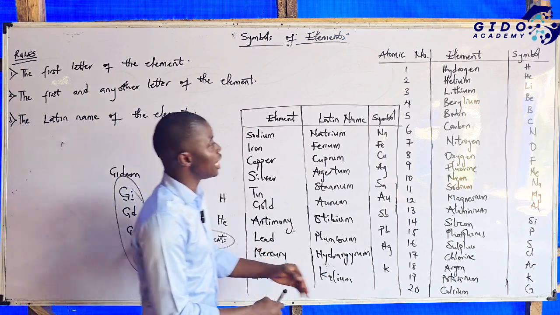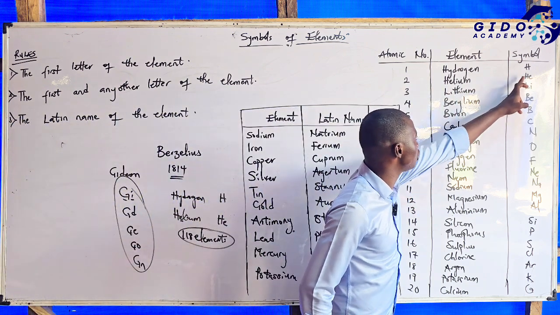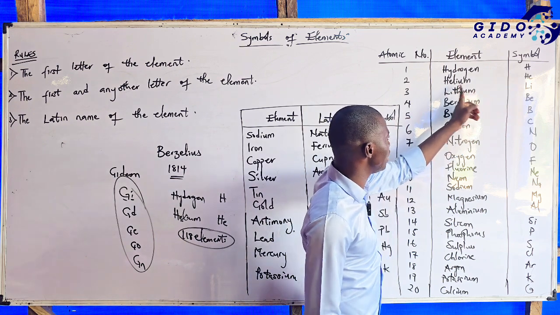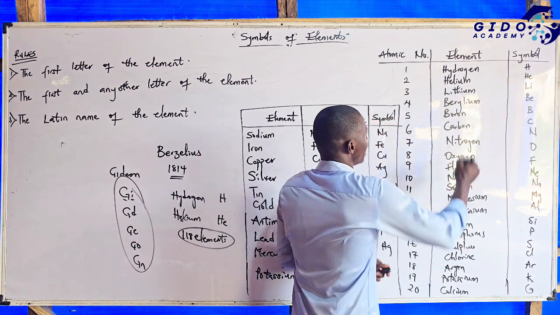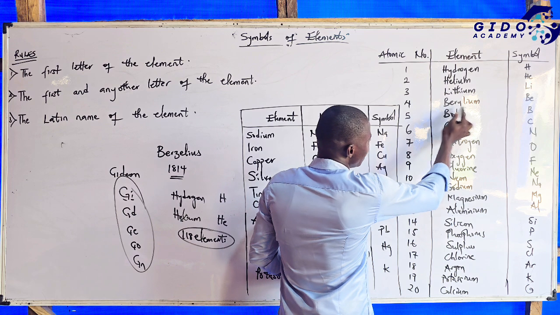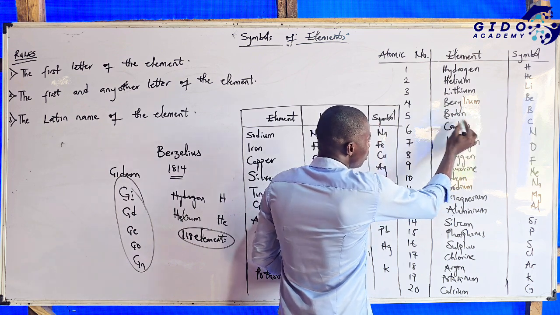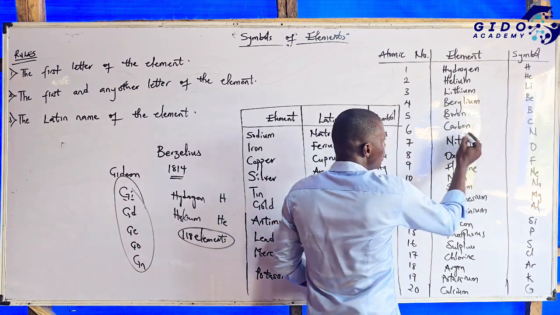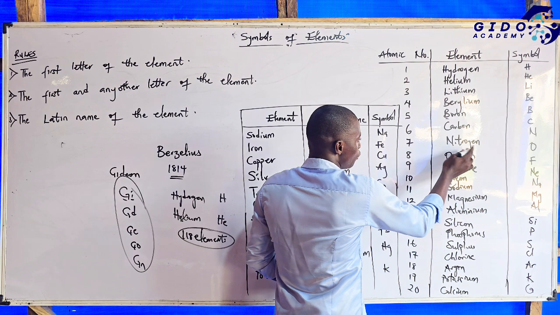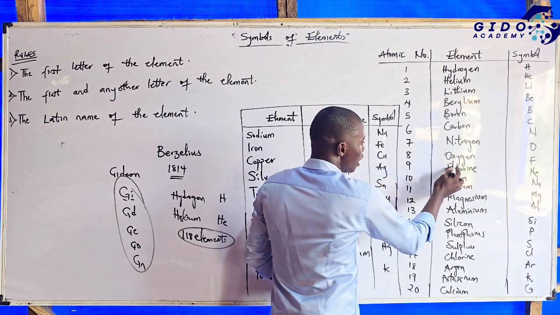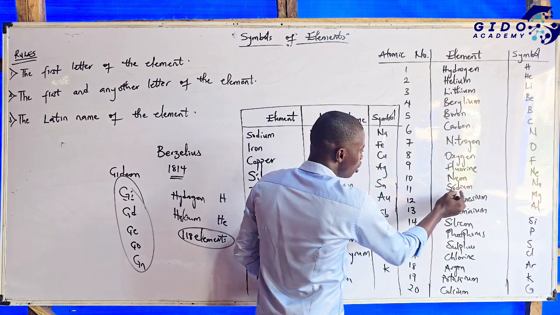So for the first 20 elements, hydrogen symbol is H, helium is H and E, lithium is L and I, first and second, B and E for beryllium, just B for boron, because these two cannot be the same, C for carbon, N for nitrogen, O for oxygen, F for fluorine, Ne for neon.